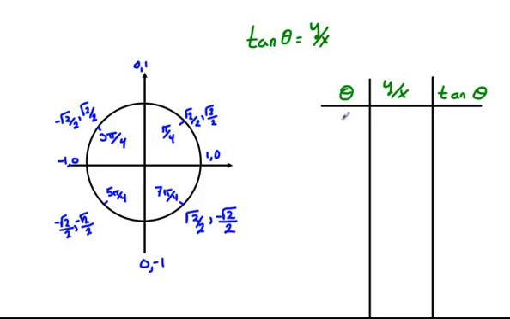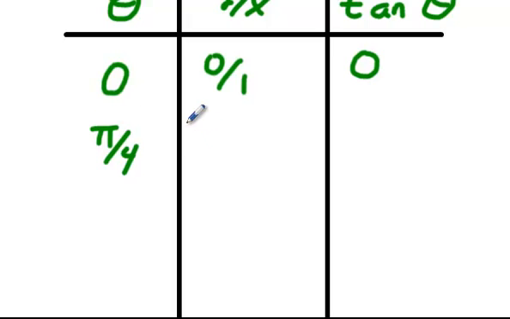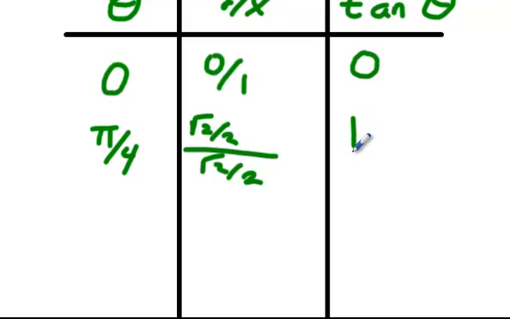We're going to start off with theta equaling 0. When theta is equal to 0, we are looking at this coordinate right here. We are sitting on the x-axis, so that's going to be 0 over 1, which is just 0. When theta is equal to pi over 4, we have the coordinates square root of 2 over 2, square root of 2 over 2. Those are going to cancel, so tangent of theta is just 1.